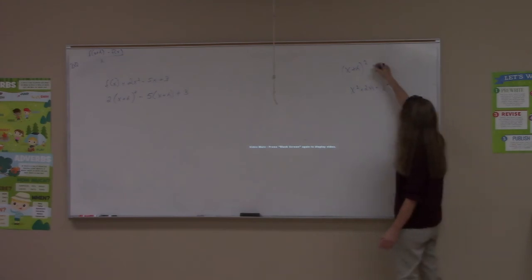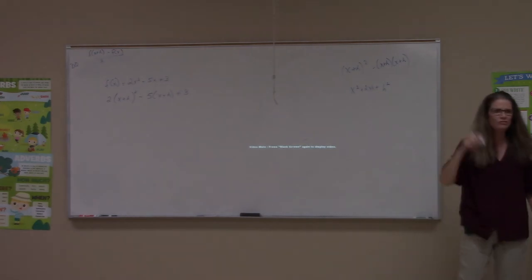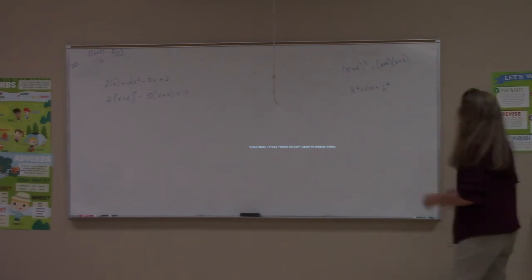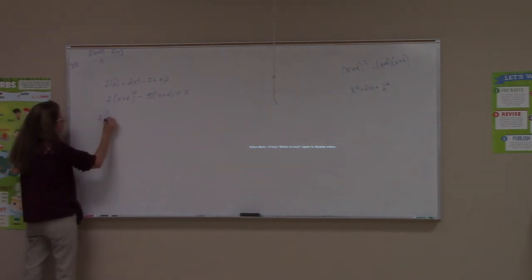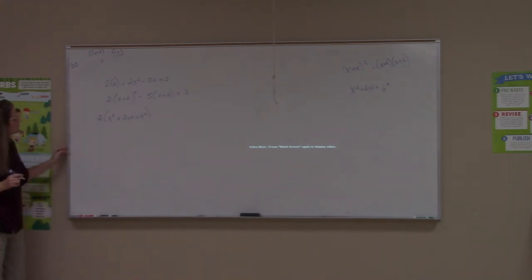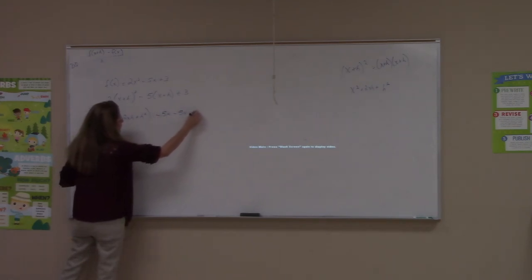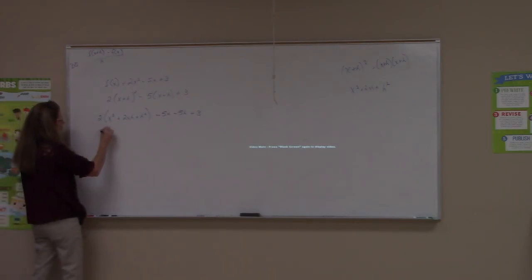Now if you don't trust me, you have trust issues, and you want to do it yourself, you can actually do FOIL, and that's what you'll get. I'm trying to save you a step. It's going to be this every single time. So you're going to go 2 times x squared plus 2xh plus h squared, and then minus 5x minus 5h plus 3. So this is just algebra skills. That's all it is. It's just keeping track, making sure you're multiplying everything through, distributing everything.